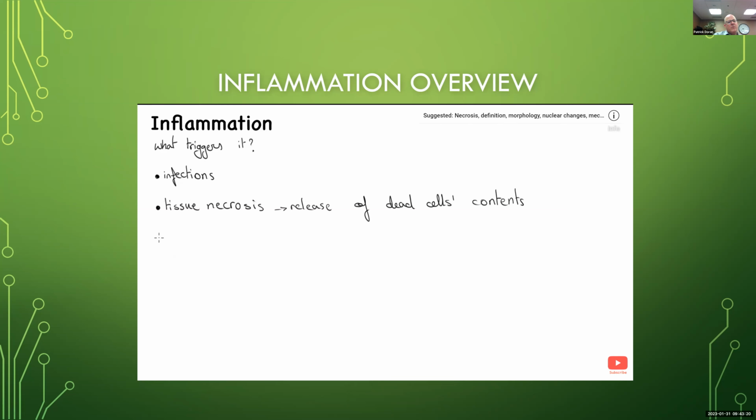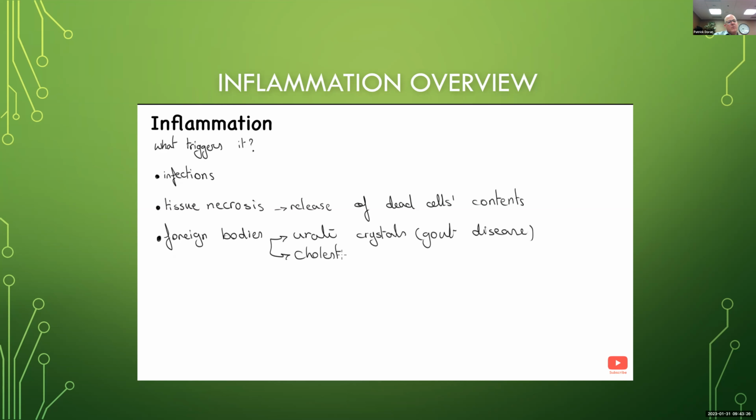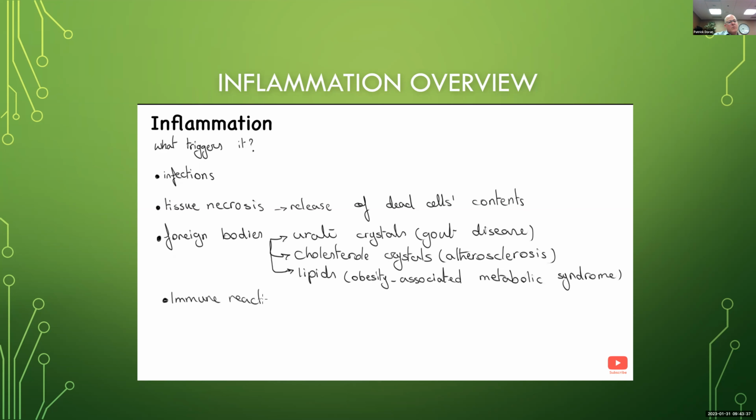The third one would be foreign bodies, for example, urate crystals in gout disease, or cholesterol crystals in atherosclerosis, or, for example, lipids in obesity-associated metabolic syndrome. The fourth one would be immune reactions or sensitivity reactions. So that can be triggered by self-antigens, for example, in case of autoimmune diseases, or, for example, environmental substances in allergies.